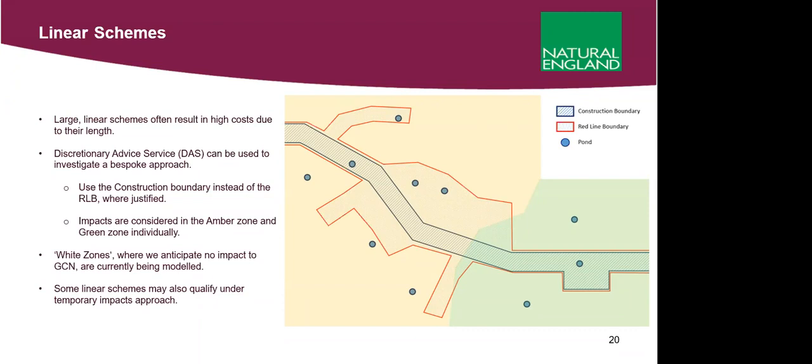White zones, Craig mentioned, areas where we anticipate no impact to GCN, we would also apply if we're looking at the very large linear schemes. And just to note that some linear schemes would also qualify for the temporary impact approach that I've mentioned. So we can look at both sets of deviations in parallel.